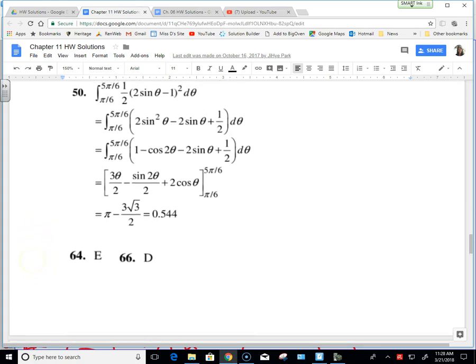Number 64 is E and number 66 is D. Are there any other evens that are past 66? Any questions on 64 or 66? Because this is literally just the letter. No questions on 64 or 66? Okay.